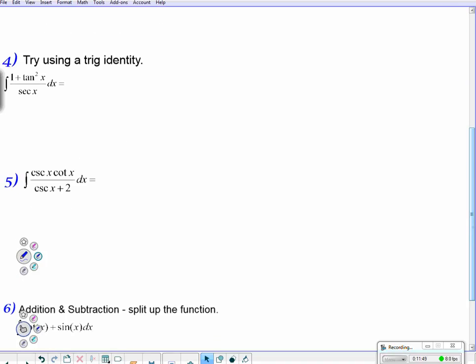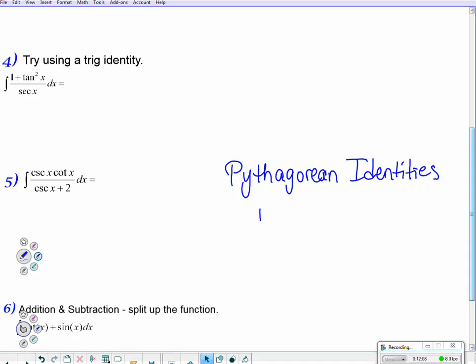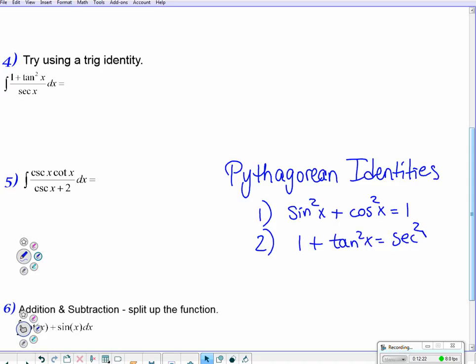Number 4, it says try using a trig identity. Well, I know you were good in pre-calc, and there were these identities called the Pythagorean identities for the trig functions. Let me start you off with one, see if this rings a bell. Sine squared x plus a cosine squared x was equal to 1. Another one was 1 plus tangent squared x was equal to secant squared x.